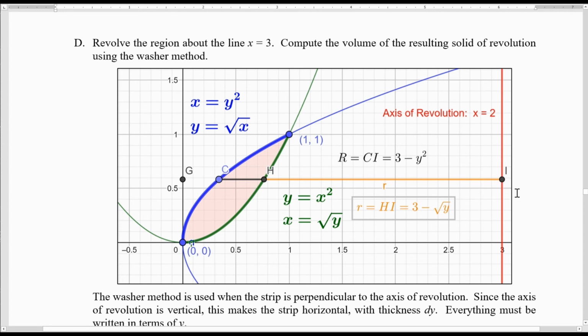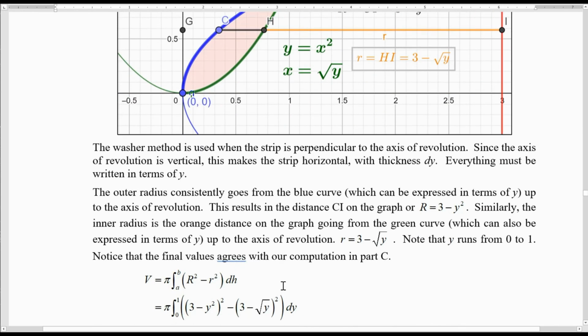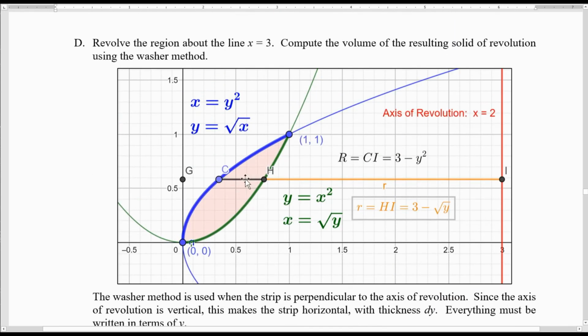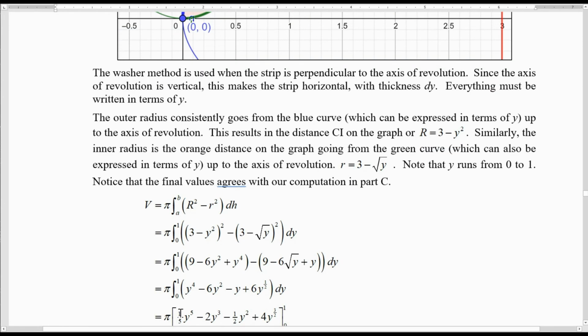This is the washer method this time. So its outer radius is from the line to the curve, so that's 3 minus y squared. And the inner radius is from this red line to the other curve, so that is 3 minus the square root of y. And that's going to be consistent if we move the slice up and down. So again, we use the washer method when the strip is perpendicular to the axis of revolution.